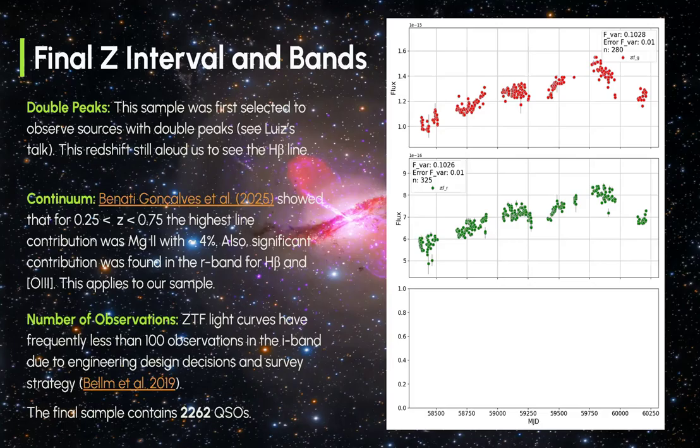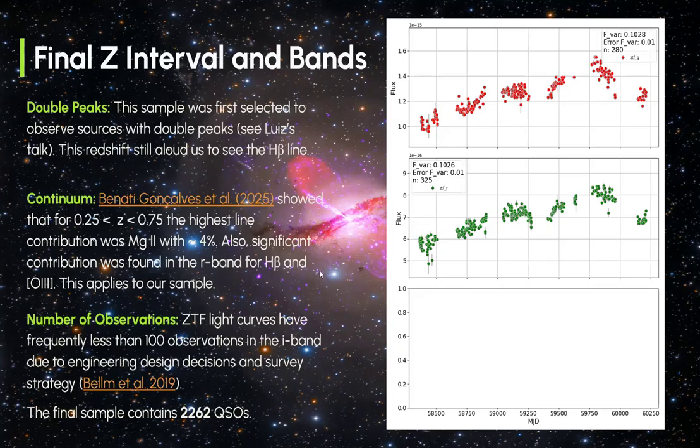That's due to engineering design decisions and survey strategies. You can check here if you want. So most of our light curves look like this example here on the right. The I band is not here because the code just doesn't plot objects with less than 100 observations.